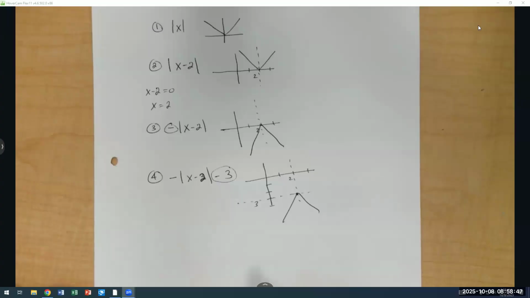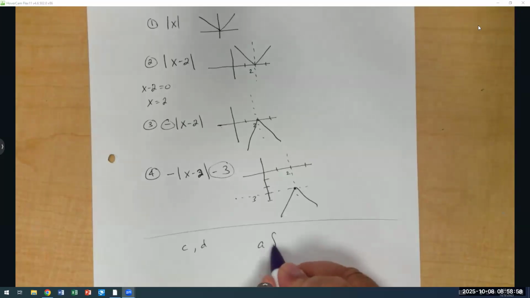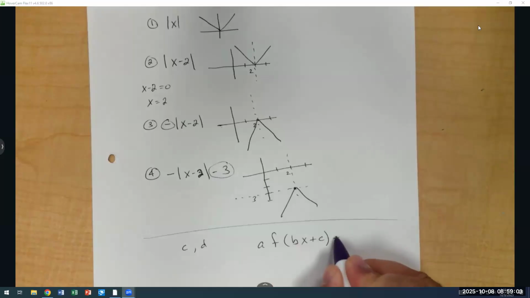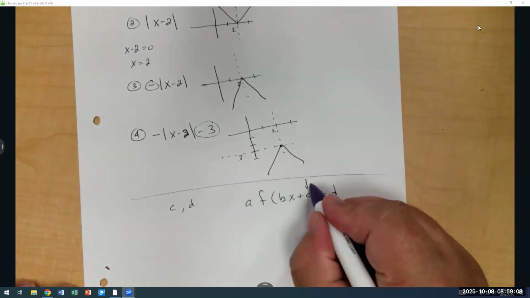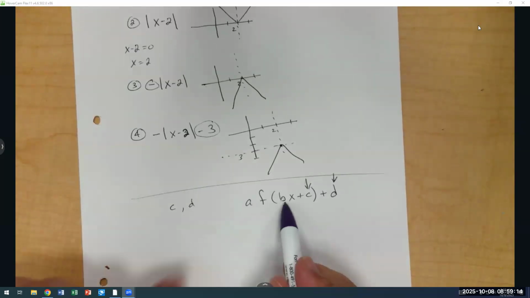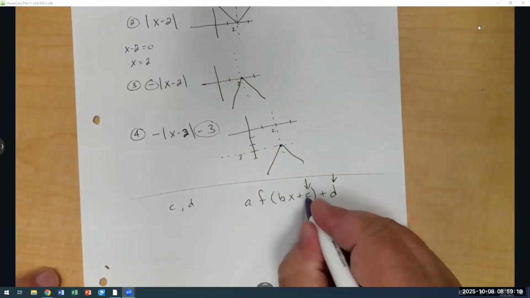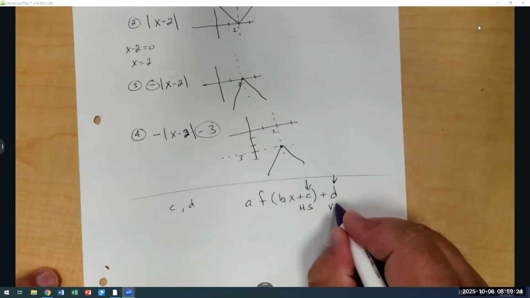All right. So far we've discussed what letters? C and D. Because we have A, f of B, x plus C, plus D. We've only talked about C and D. We've kind of talked about B and A, only the sign changes. So C tells us the horizontal shift. D tells us the vertical shift.